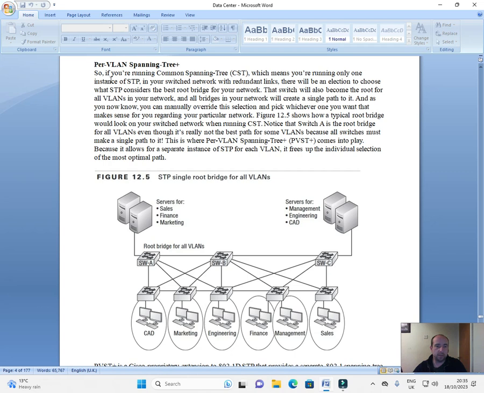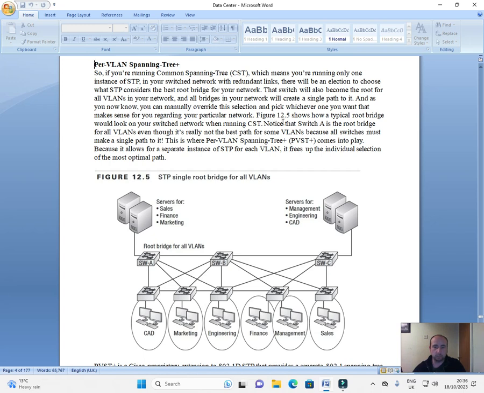Per-VLAN Spanning-Tree. So if you're running Common Spanning Tree, CST, which means you're running only one instance of STP in your switched network with redundant links, there will be an election to choose what STP considers the best root bridge for your network. That switch will also become the root for all VLANs in your network, and all bridges in your network will create a single path to it. And as you know, you can manually override this selection and pick whichever one makes sense for you regarding your particular network.